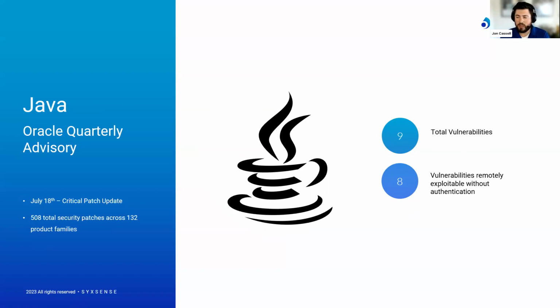remotely exploitable without authentication, i.e. they may be exploited over a network without requiring user credentials according to Oracle's website. Any other Java-based products, such as Amazon Corretto, will also be affected by these vulnerabilities, and you'll also want to make sure you update as soon as possible.